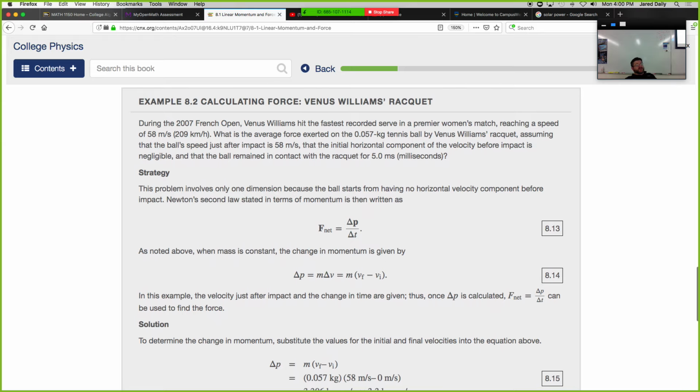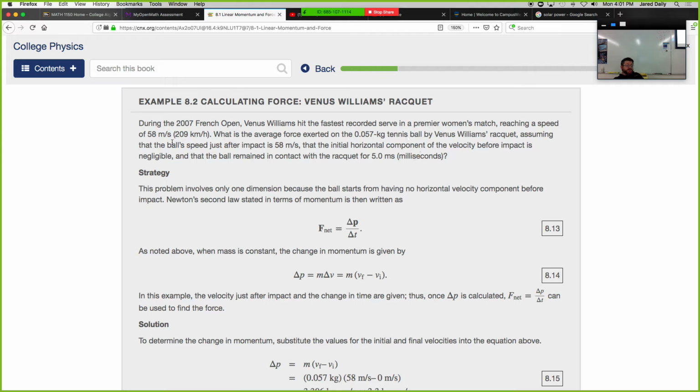So here we use this equation, force equals change in momentum over change in time, to calculate how much force is applied to a tennis racket. Venus Williams hit the fastest recorded serve in women's tennis, at a speed of 58 meters per second. We want to know the force exerted on the 0.057 kilogram tennis ball.